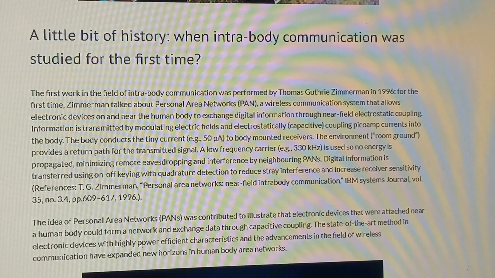The first work in the field of intra-body communication was performed by Zimmerman in 1996. For the first time, Zimmerman talked about personal area networks, a wireless communication system that allows electronic devices on and near the human body to exchange digital information through near-field electrostatic coupling.